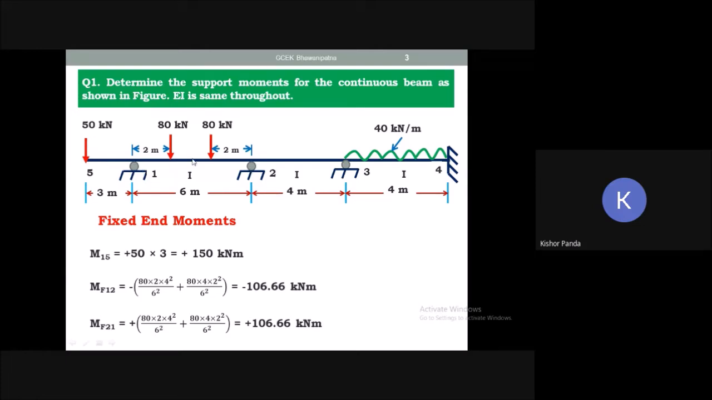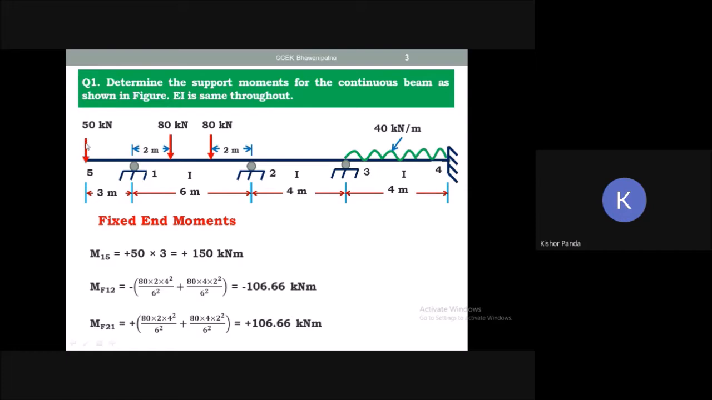On span 1, 2 there are 2 concentrated loads at a distance 2 meters from support 1 and from support 2. The length of span 1, 2 is given as 6 meters. And this is span 2, 3, the length is 4 meters, and this is span 3, 4, the length is 4 meters, and the UDL is 40 kilonewton per meter on span 3, 4. On span 2, 3 there is no loading.